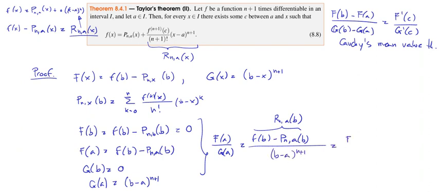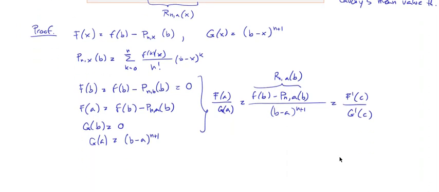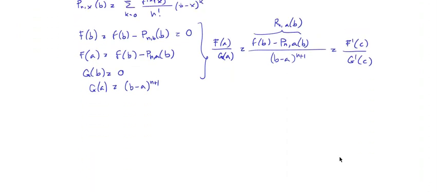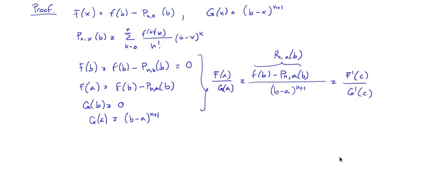And this is going to be equal to the derivative of f at c divided by the derivative of g at c. Okay? Now let's compute the two derivatives. So g prime, this is the easy one. g prime is obviously n plus 1 times (b minus x) times minus 1, right? Because there's a minus sign here.